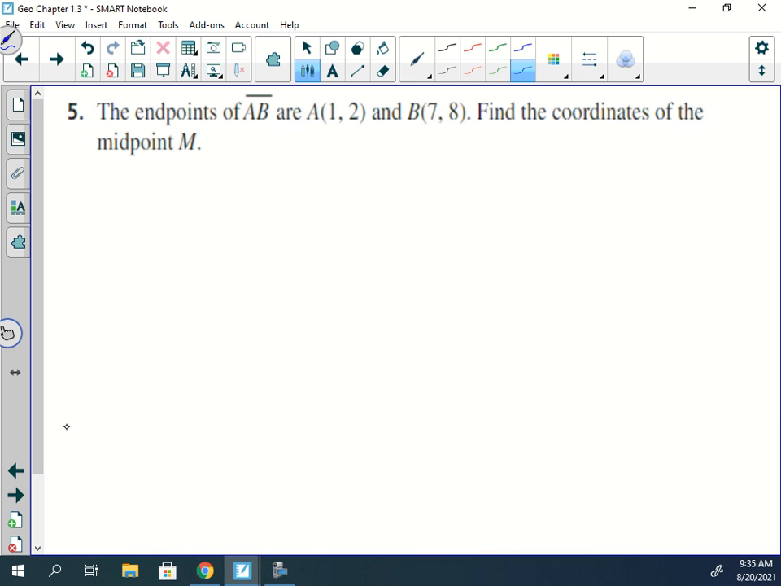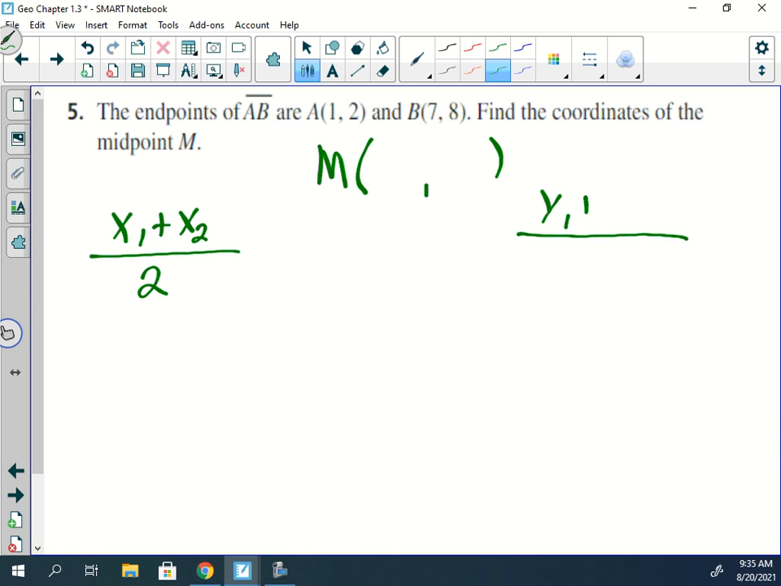The endpoints of line segment AB are A is (1, 2) and B is (7, 8). Find the coordinates of the midpoint M. Well, we know for the x values, we have x1 plus x2 divided by 2. And for our y values, we have y1 plus y2 divided by 2.